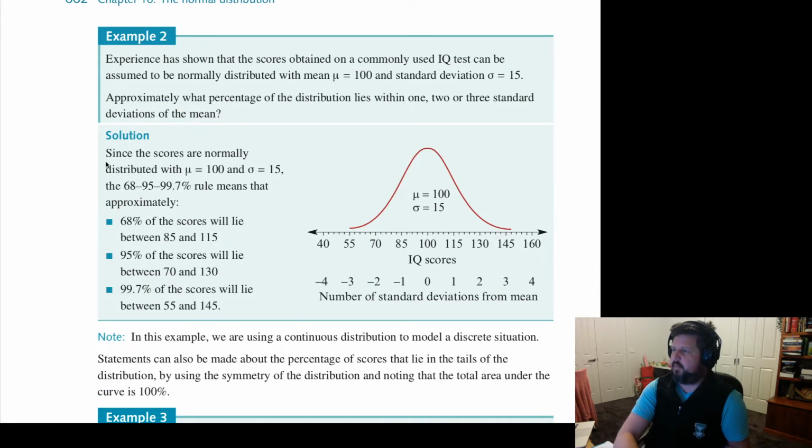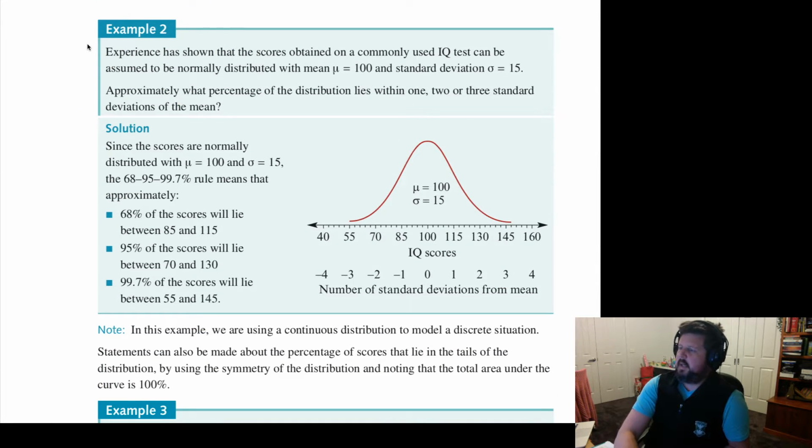This is example 2. It says experience has shown that the scores obtained on a commonly used IQ test can be assumed to be normally distributed with a mean of 100 and a standard deviation of 15. As soon as you see the words normally distributed, we're thinking bell curve, we can start using the 68, the 95, and the 99.7% rule.